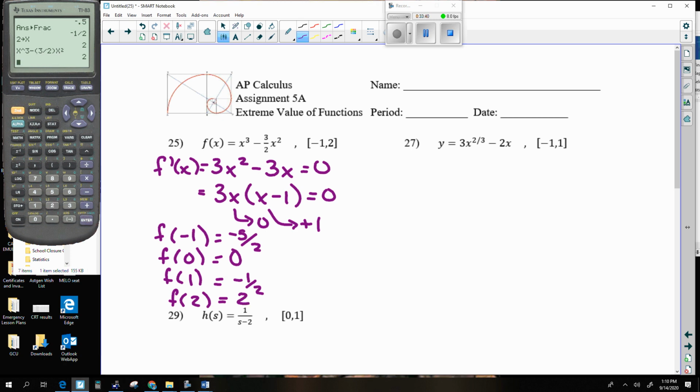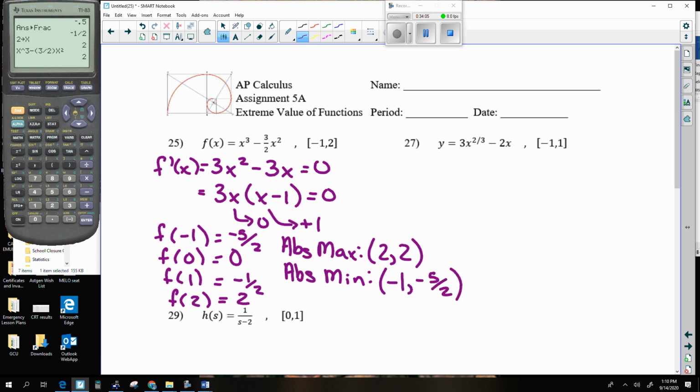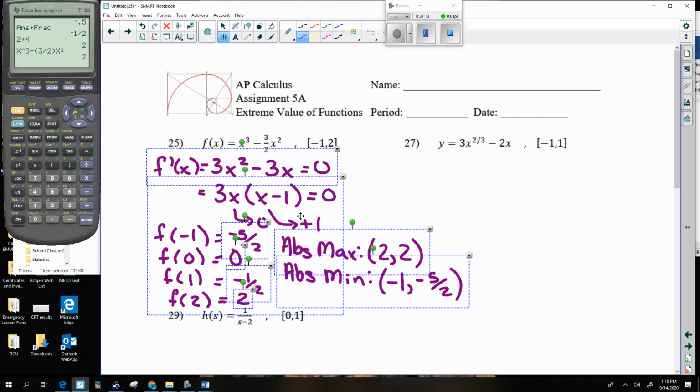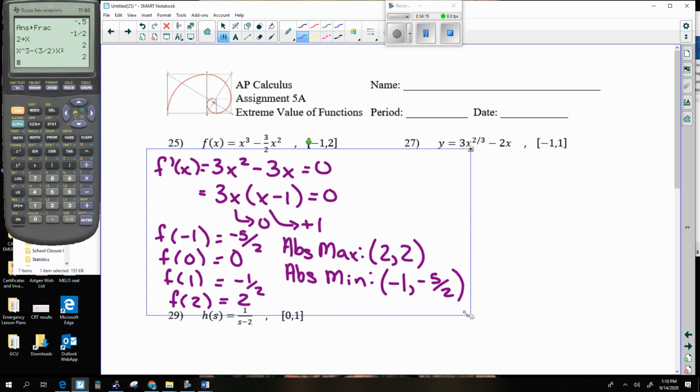So what do I notice as my maximum? That's the 2. So my absolute max is at 2, 2. And my minimum is at -5 over 2. So my absolute min is at -1, -5 over 2. Give fractional answers, not decimal answers. It makes it look like you actually did the math as opposed to using your calculator. So give fraction answers whenever you can.